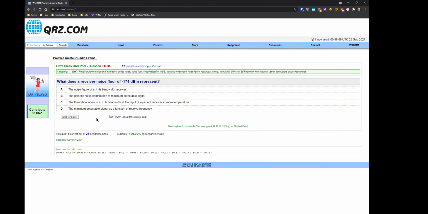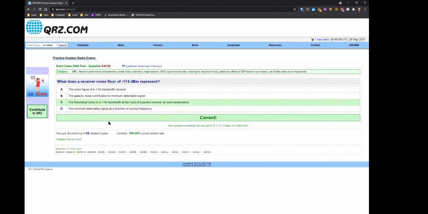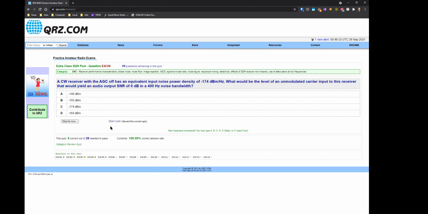What does a receiver noise floor of negative 174 dBm represent? C again. Yeah, that's going to be C again. Room temperature, which they say 62 degrees. I can't afford that. Not during the summer.